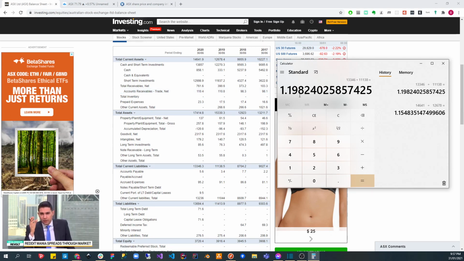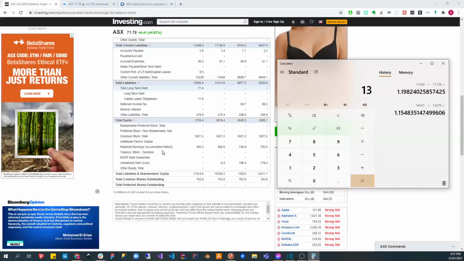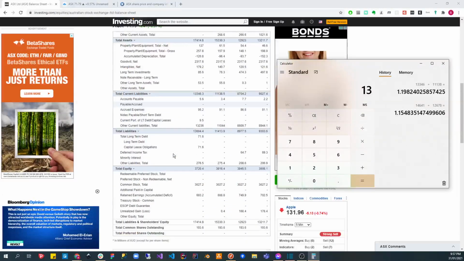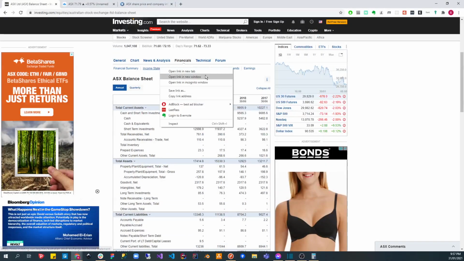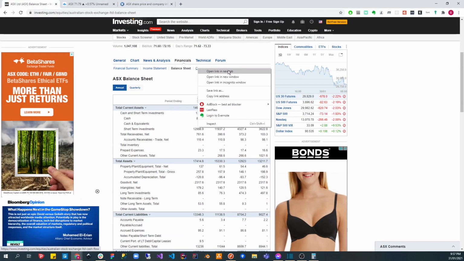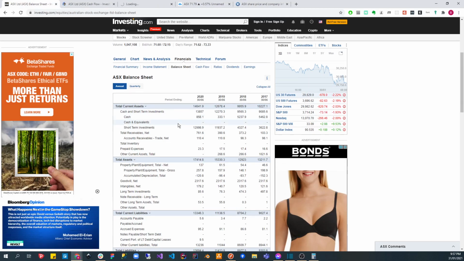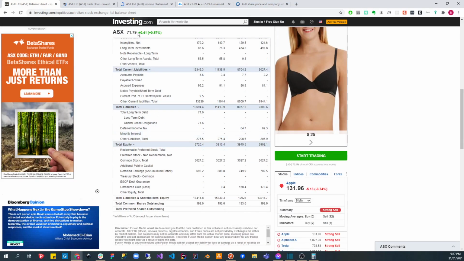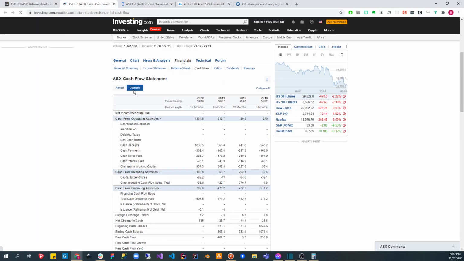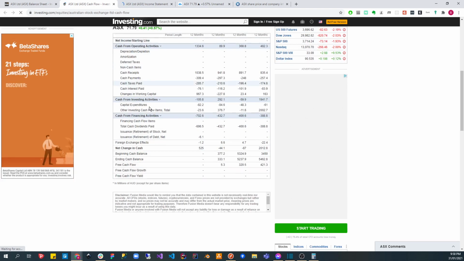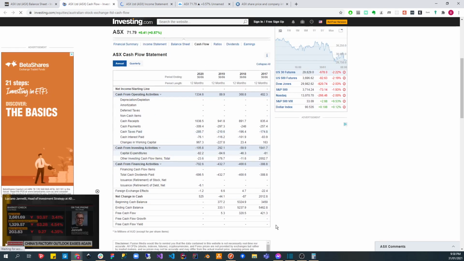But maybe let's look at the cash and see how it is. Maybe what we could do, leave that there and open up the cash flow statement, and we'll open up the income statement also. And then after this, we're going to jump straight over to the chart to see if, at the moment I'm liking the company. But let's have a look at the chart to see if there's anything that we can do.